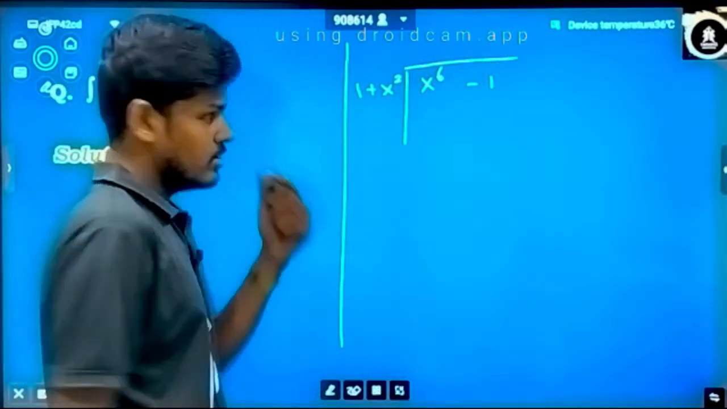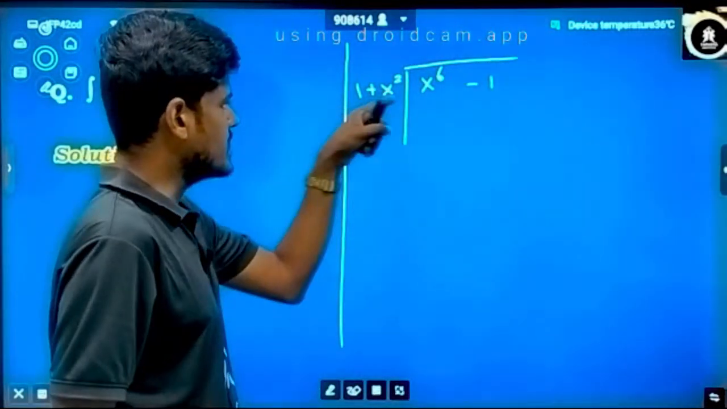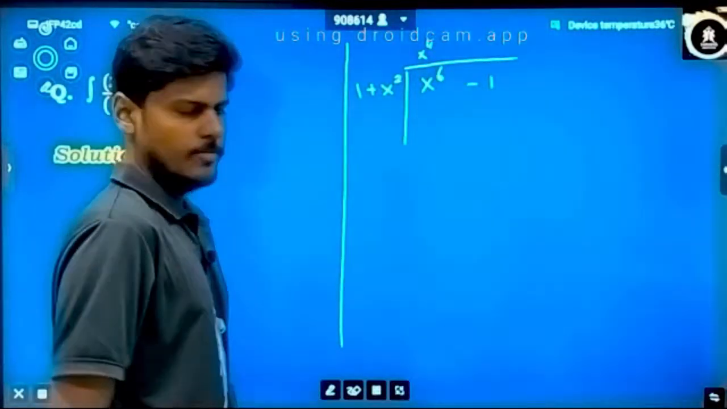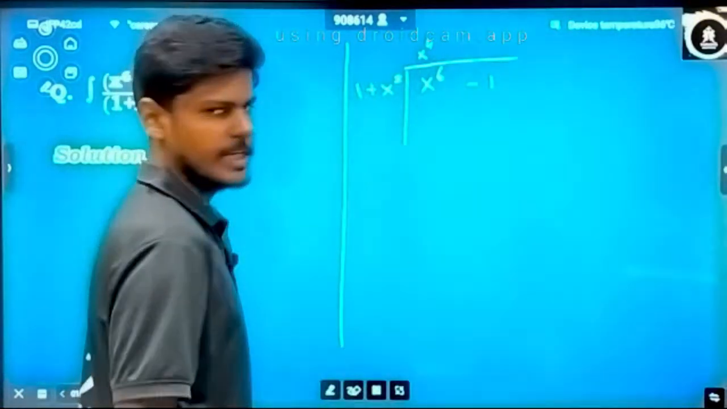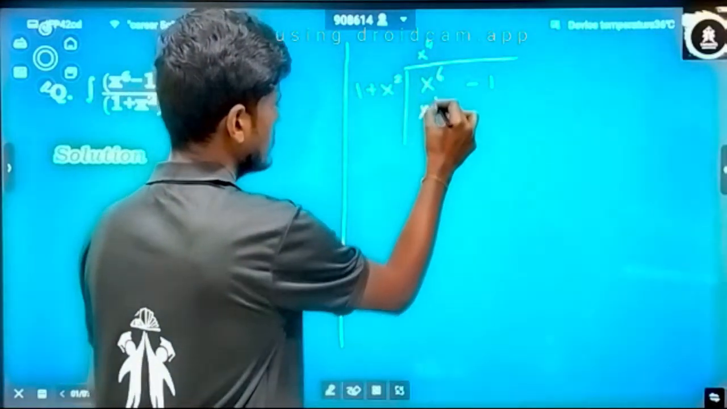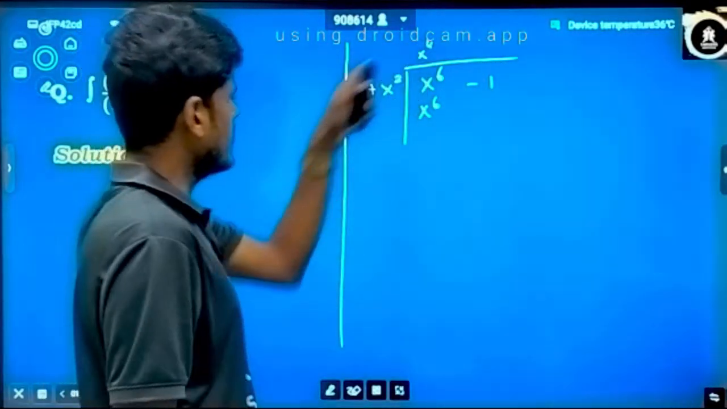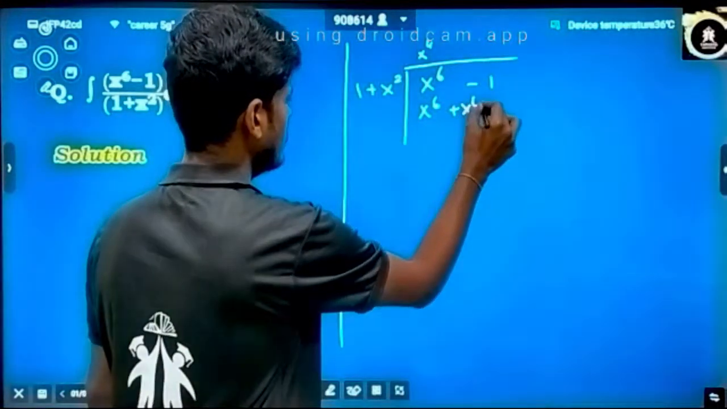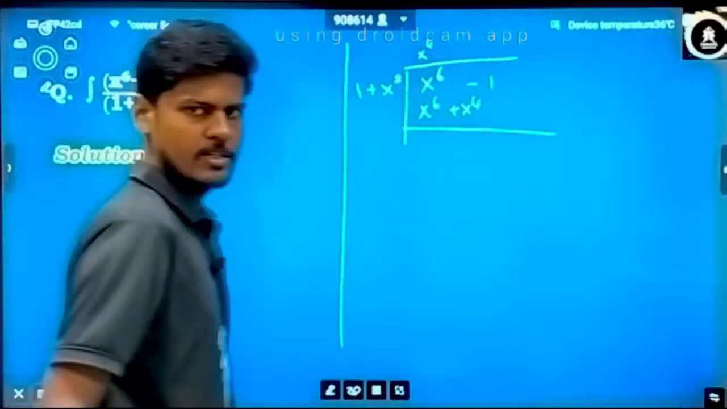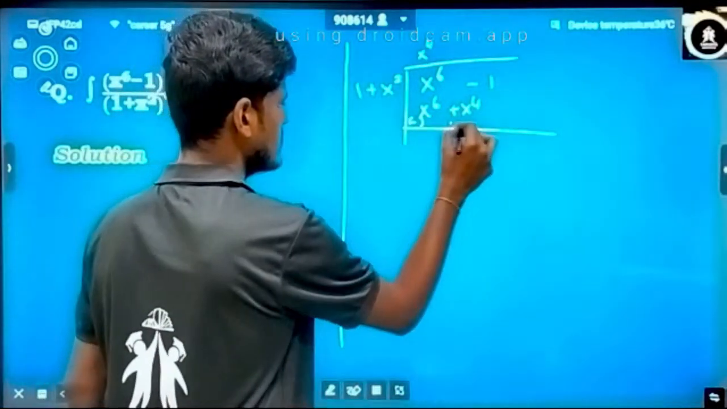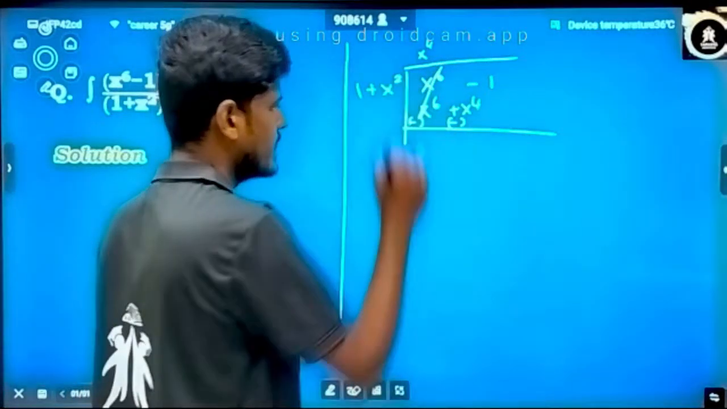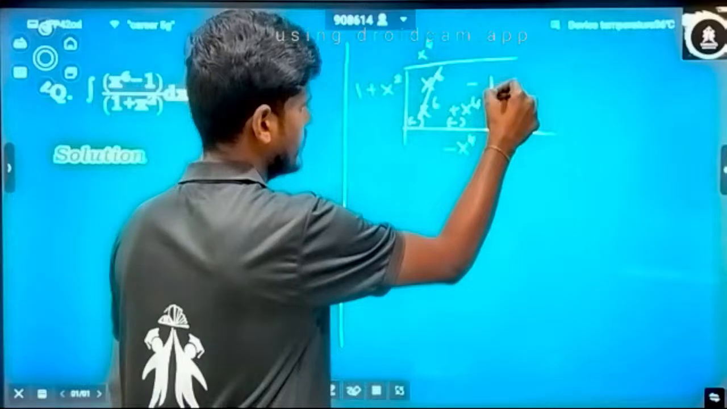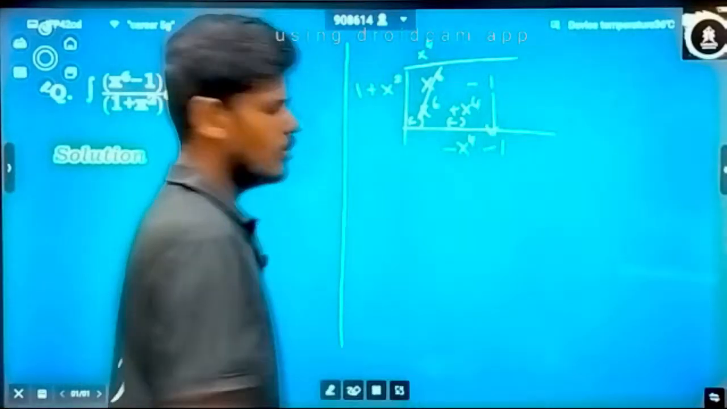Okay, now what we need to do? Try to get x power 6 from this expression. That means we have to multiply by x power 4. We get x power 4 into x square is x power 6. Then again we multiply 1 with x power 4, so we get plus x power 4. Next step is to subtract this, these two will get cancelled out. Here we will have minus x power 4 and bring down this minus 1.